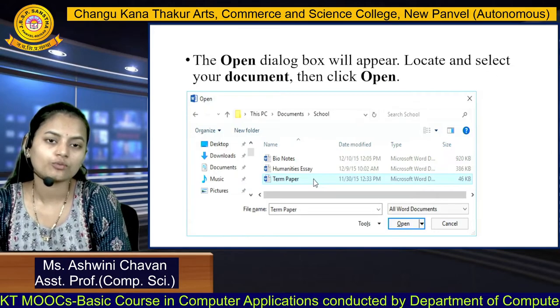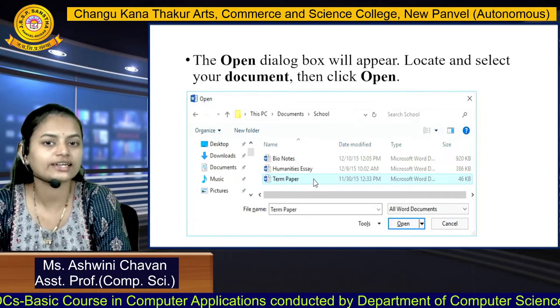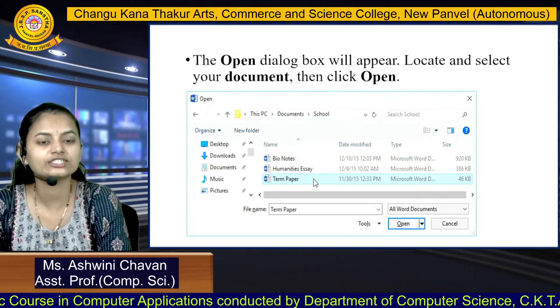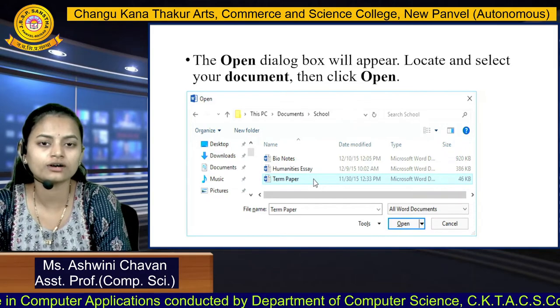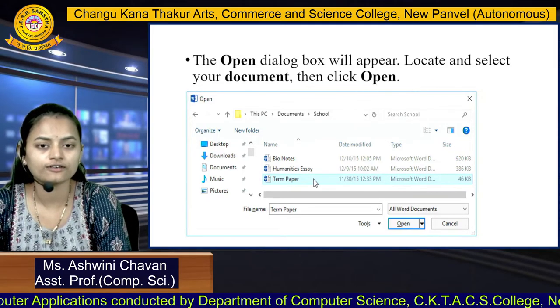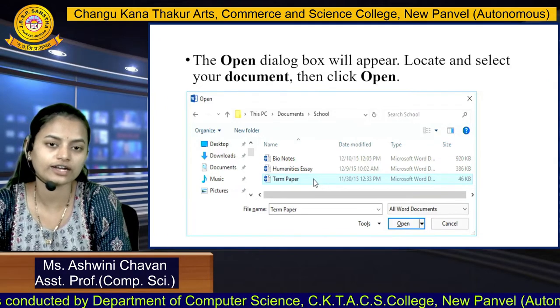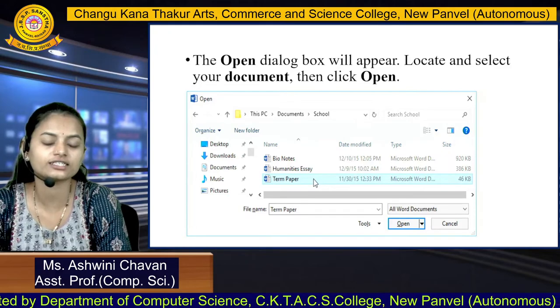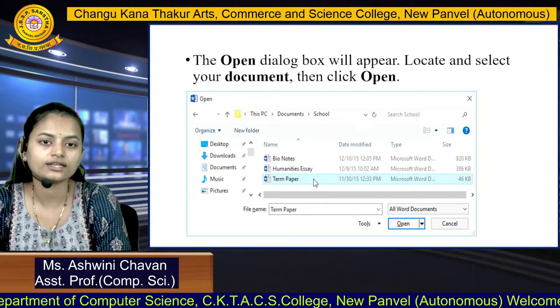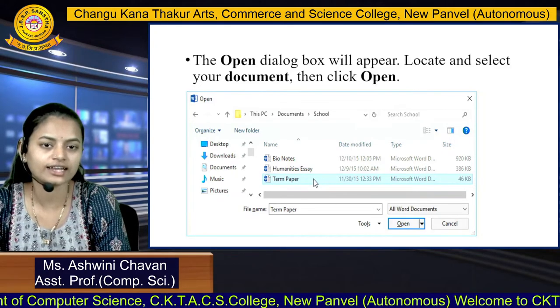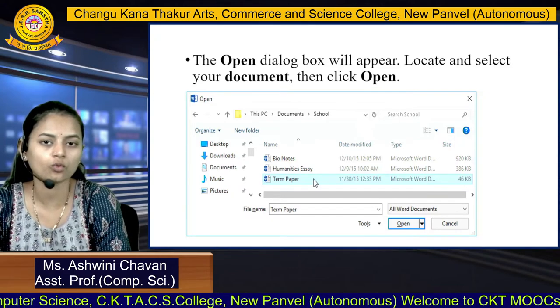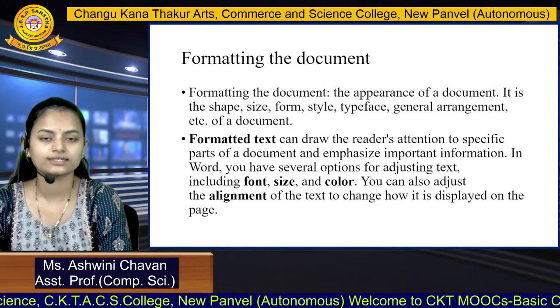The Open dialog box will appear. Then locate and select your document, then click Open. From the given list of folders, we can select where we have stored or saved our file. Based on that, we select that particular folder, select the file, and then we just need to click Open. So our document will get opened.